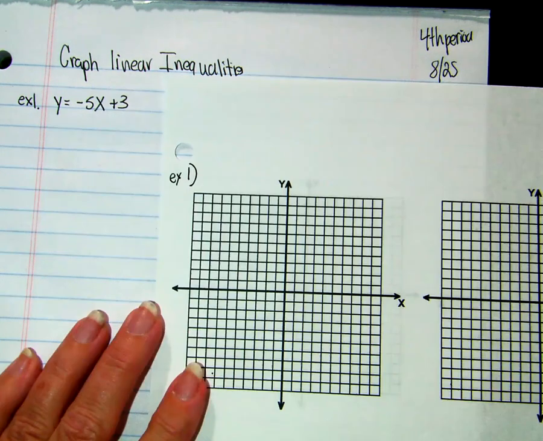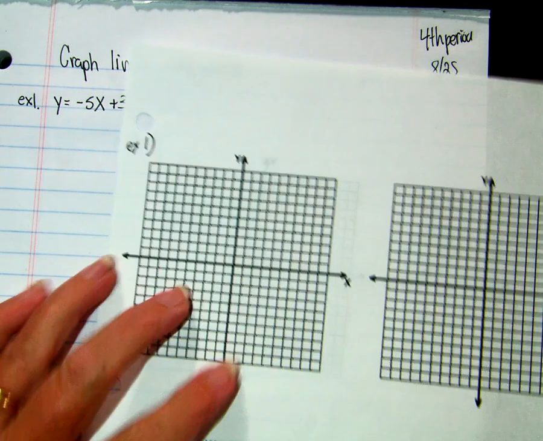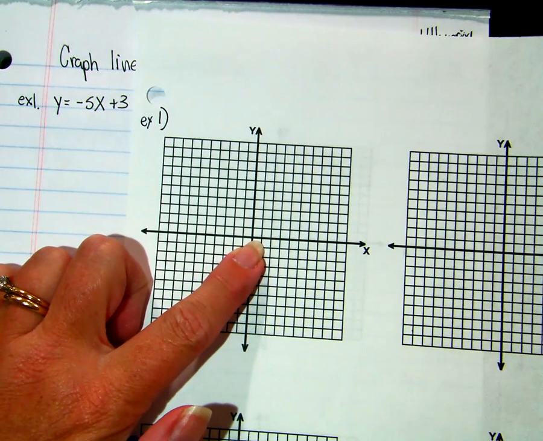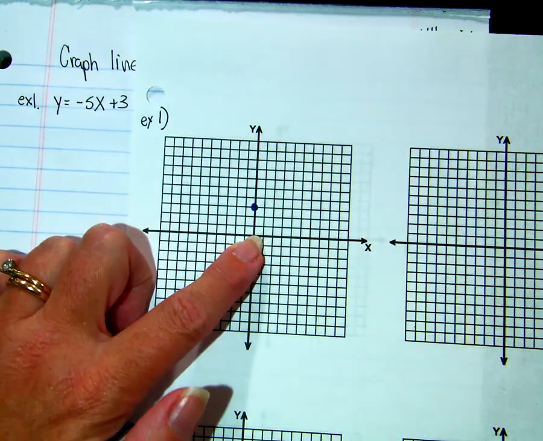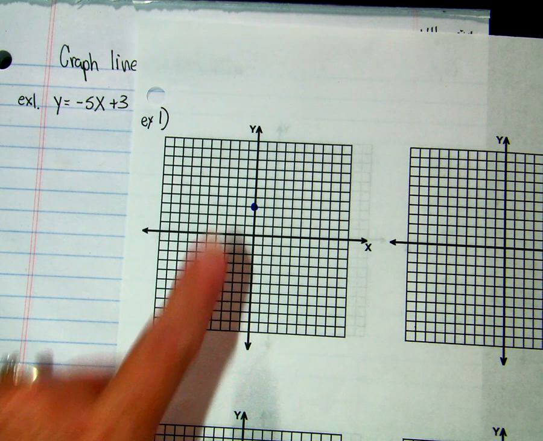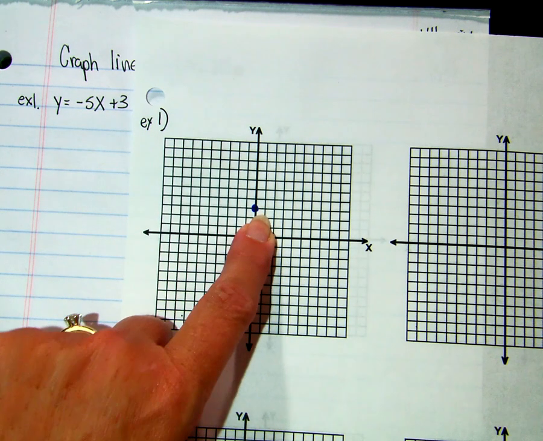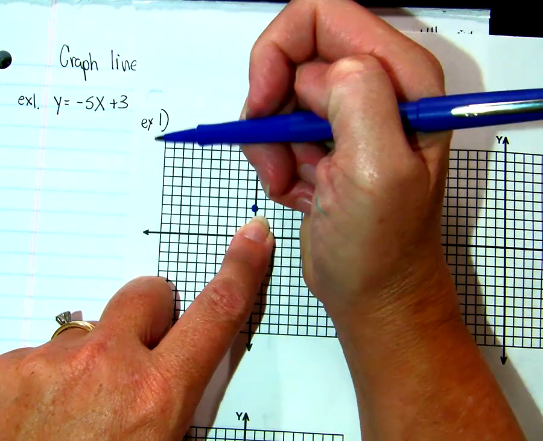Where do I start, Trey? In the center. And where do I go first? Up 3 on the y-axis. There's my y-intercept, right? Pretty good with that? From there, what am I going to do next? I'll stay at that spot, and what do I do next, Benjamin? Because my slope is negative 5 or negative 5 over 1.